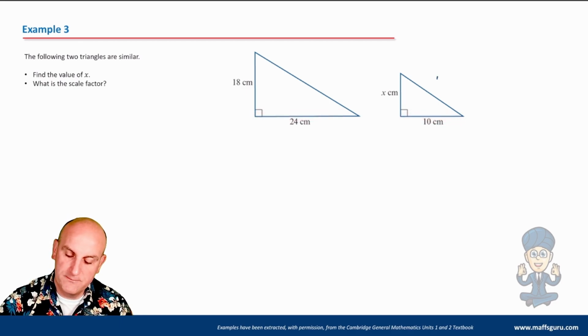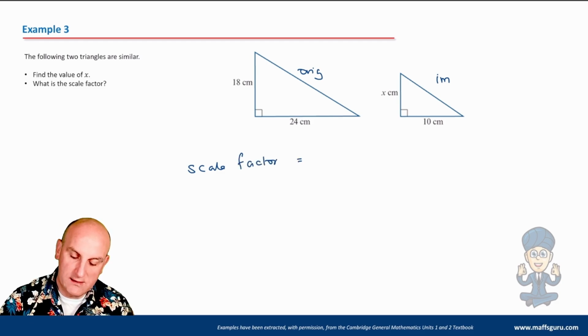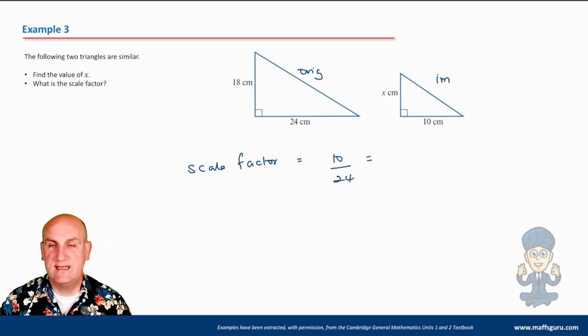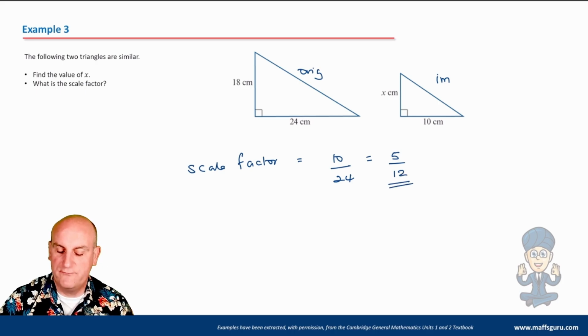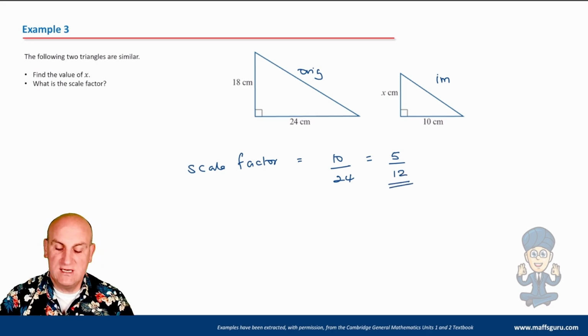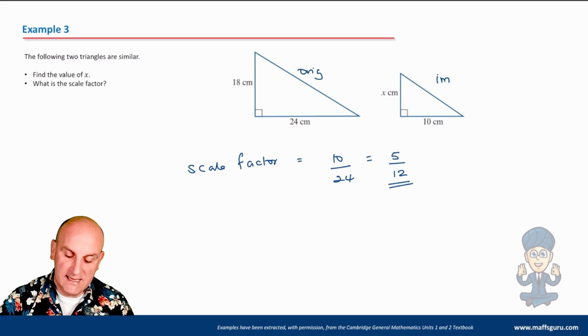Which one is my image? We'll assume that one's my image. That one's my original. So my scale factor is given by the image length, which I'm going to use as 10, divided by 24. Now again, I could put that into my calculator and get some random decimal, but I'm going to divide both of those by 2 to give me 5 on 12. So there is my scale factor enlargement. Now what does that actually mean? It means if I take this 24 and times it by 5 on 12, I'm going to get 10.